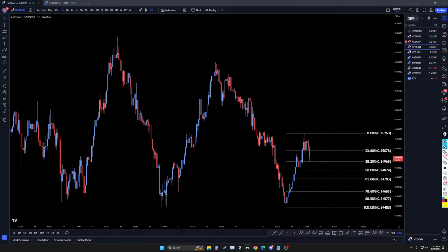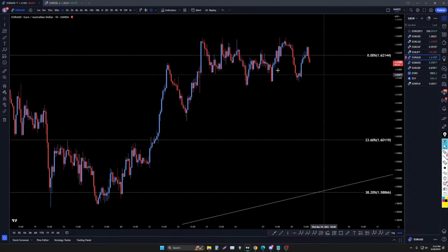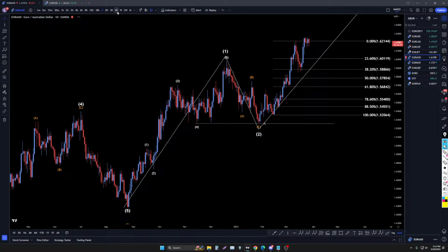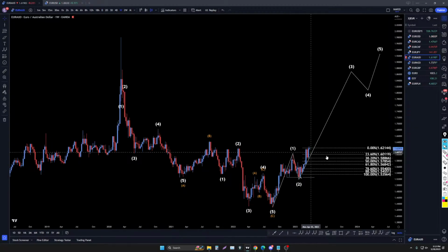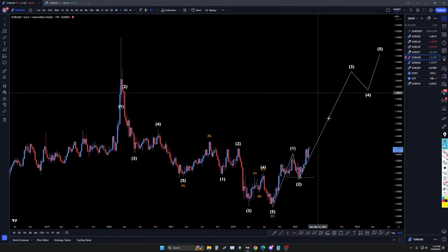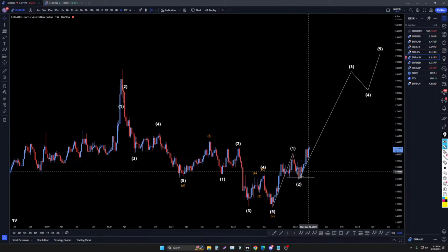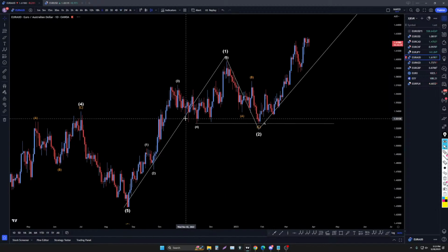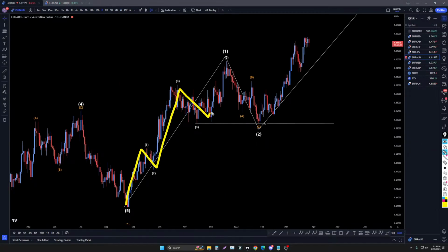Let's look at the Euro Aussie, which is another one that was requested by my Patreon members. I still have this one highlighted red because I think we're in a wave 3. Let me get rid of that. I think this is a big wave 3, 1, 2, 3. Going down to the daily, it looks like a 1, 2, 3, 4, 5 of 1. Looks like an A, B, C of 2. Oh, it kind of looks like a 1, 2, 3, 4, 5 right there.